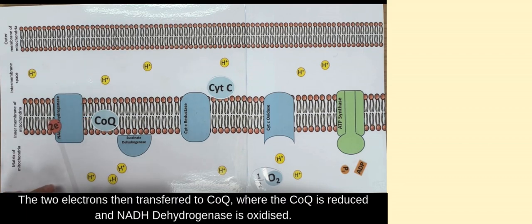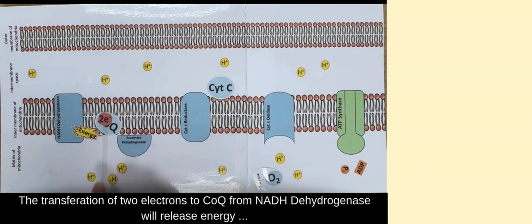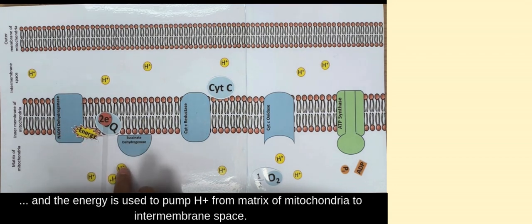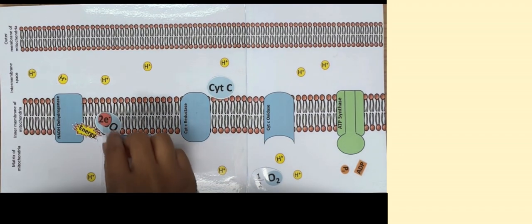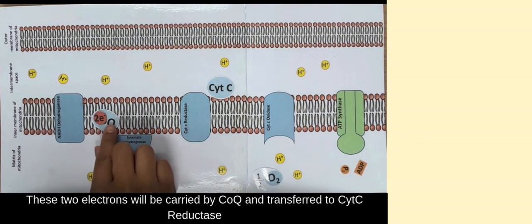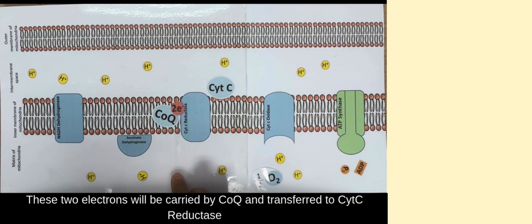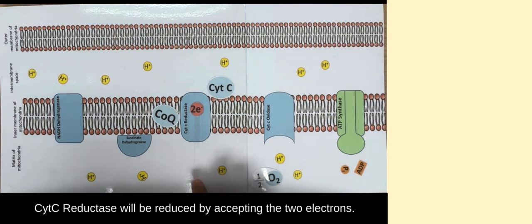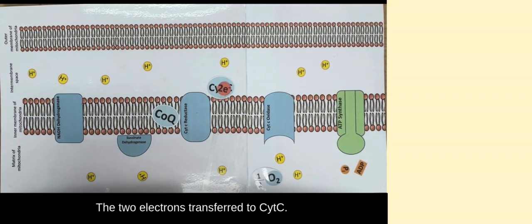The 2 electrons then are transferred to CoQ, where the CoQ is reduced and NADH dehydrogenase is oxidized. The transfer of 2 electrons to CoQ from NADH dehydrogenase will release energy, and the energy is used to pump hydrogen ions from the matrix of mitochondria to the intermembrane space. These 2 electrons will be carried by CoQ, and transferred to cytochrome C reductase. Cytochrome C reductase will be reduced by accepting 2 electrons, and these 2 electrons will be transferred to cytochrome C.